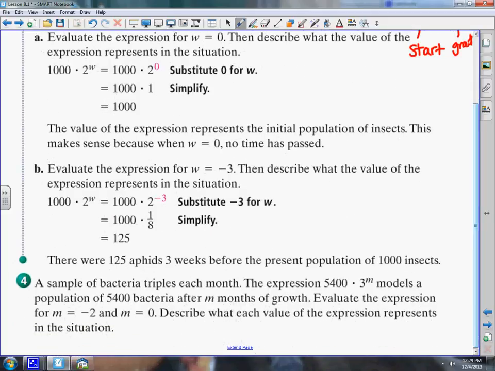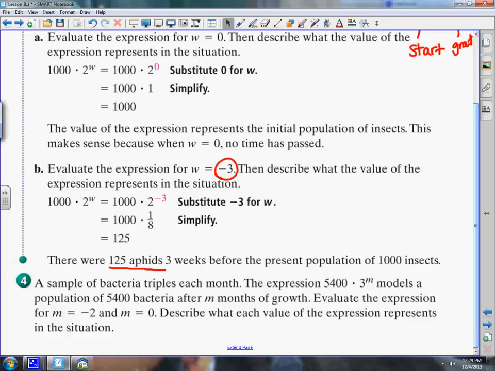So then it says evaluate the expression for W is -3. Then describe what the value of this expression means. So 2 to the -3 is 1/8, so that's 125. So that means there were 125 insects 3 weeks before the population of 1,000. So 3 weeks earlier, there was 125.